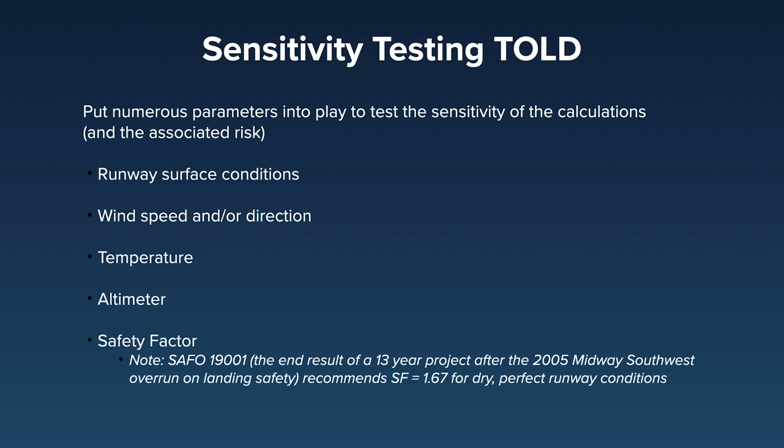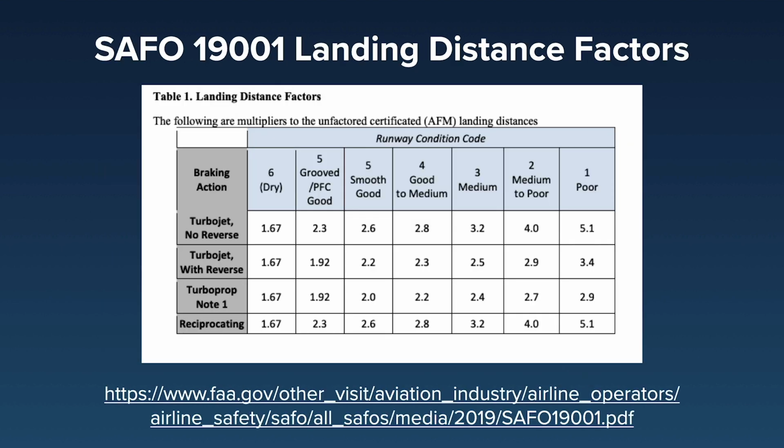And they actually recommend a safety factor of 1.67 for dry, perfect runway conditions. And in that document, if you want to go to the trouble of pulling that document down off the internet, they included a table for different types of aircraft. Most of us are probably flying reciprocating type engines. So let's look at the bottom line.